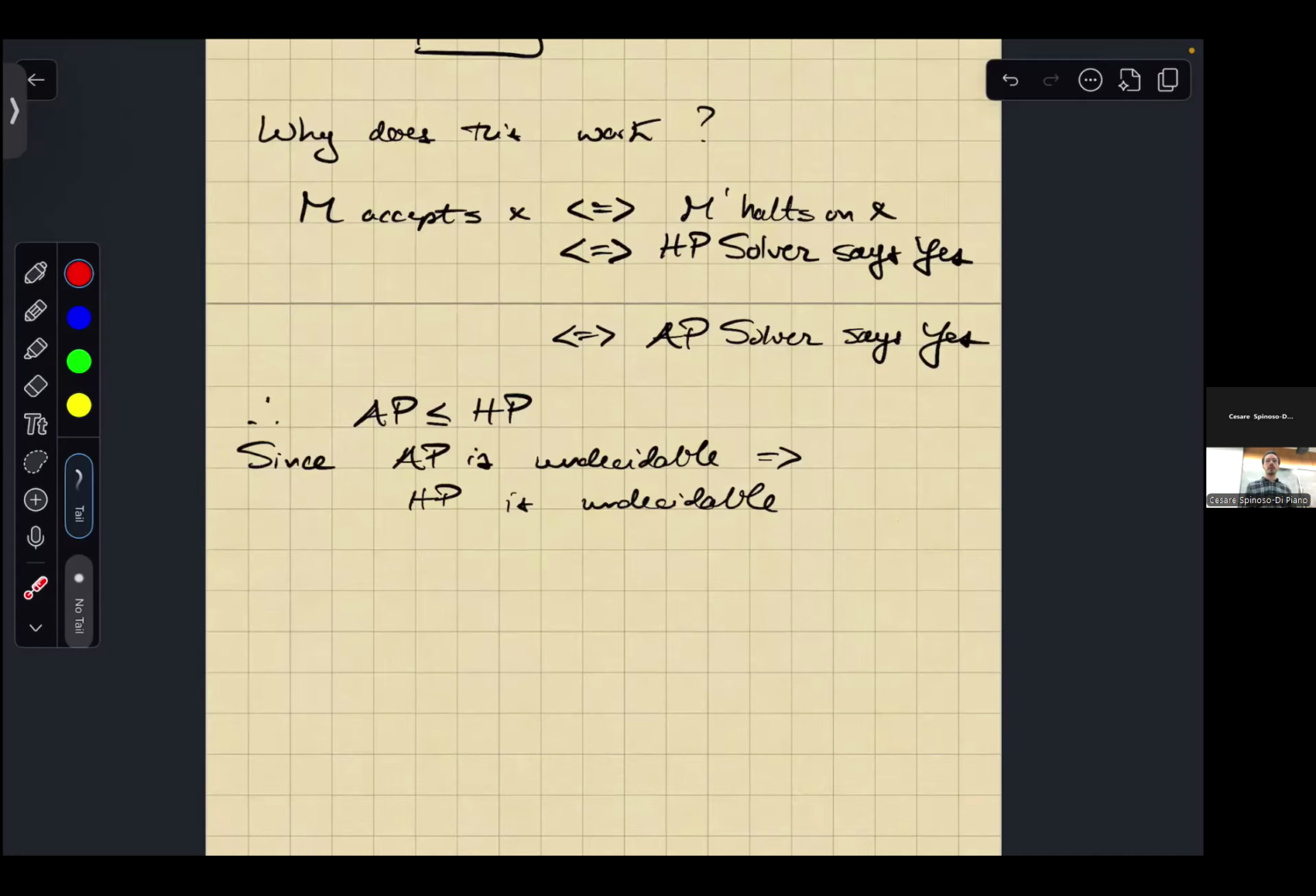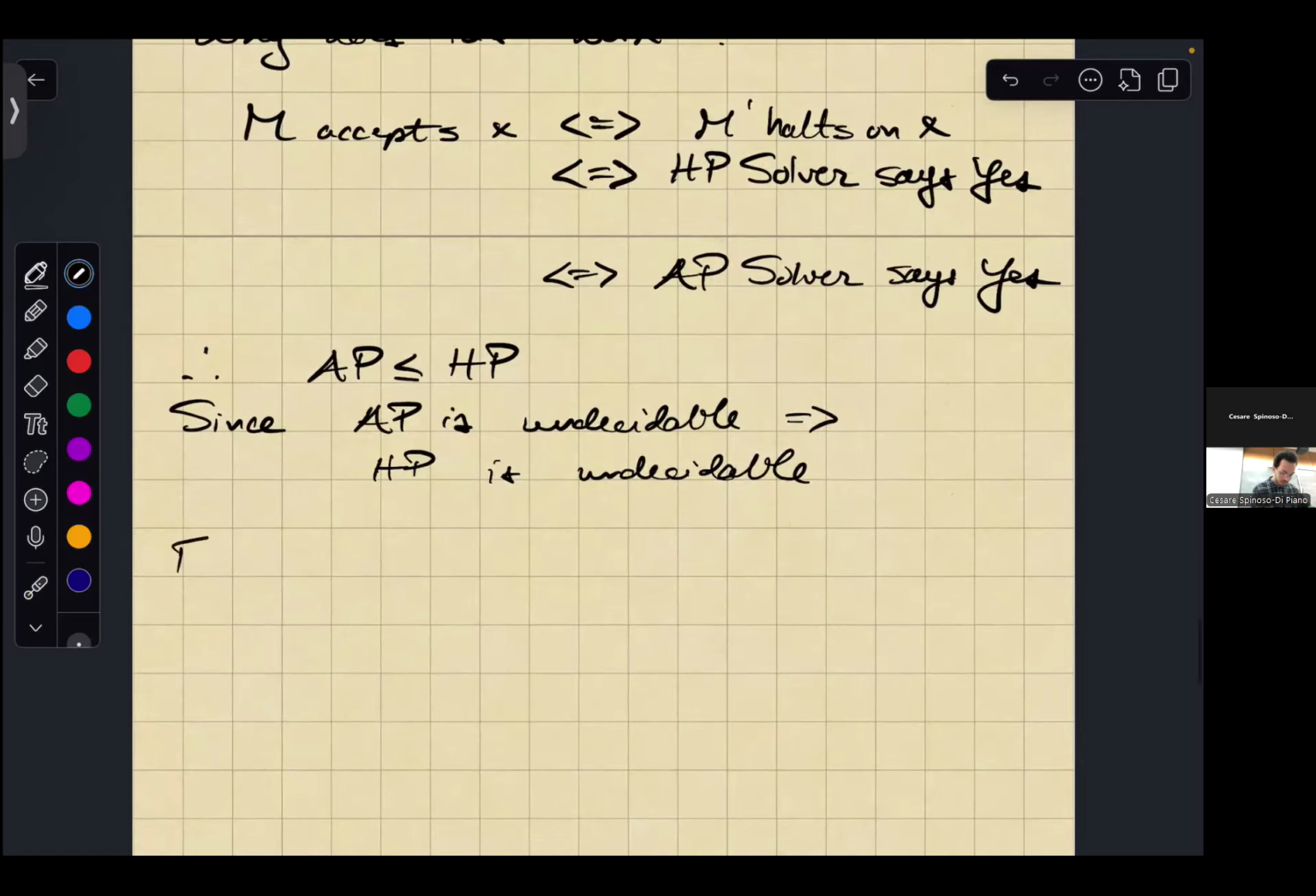Okay, does this make sense? I know it's a lot of words, but hopefully this is my best attempt at making reductions simpler. Good, okay. All right, let's look at another example, which I will give you some time to try. So in this case, we want to show that the all decision problem is undecidable.